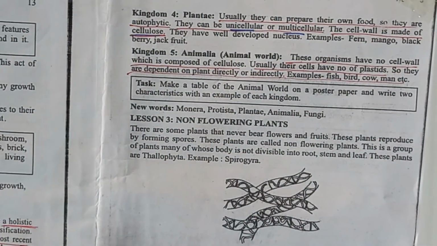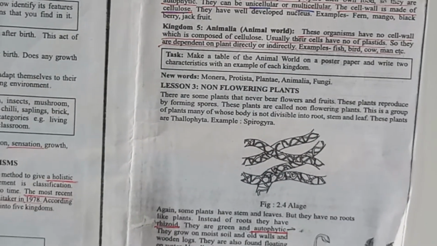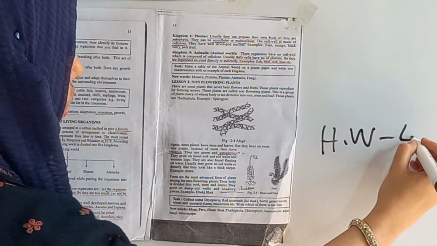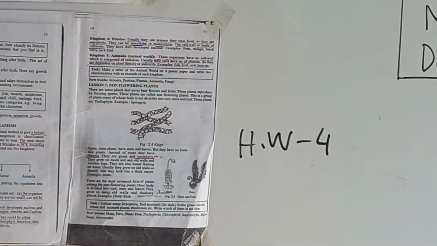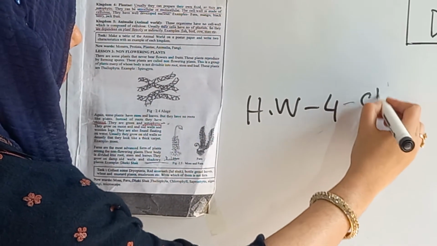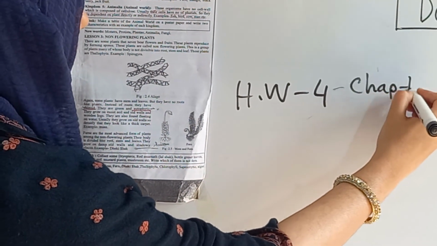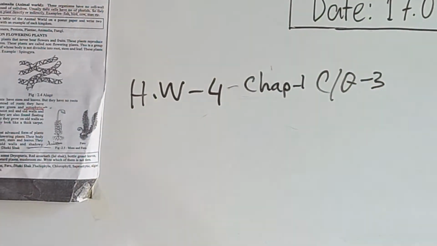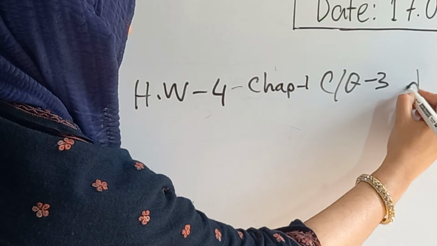So dear students, I have finished my today's topic. Now I will give you homework. Our today's HW will be number 4 HW and your HW will be CQ3 of chapter 1, CQ number 3 and sub number will be D.